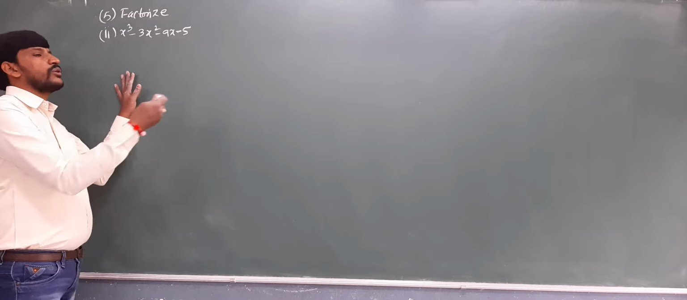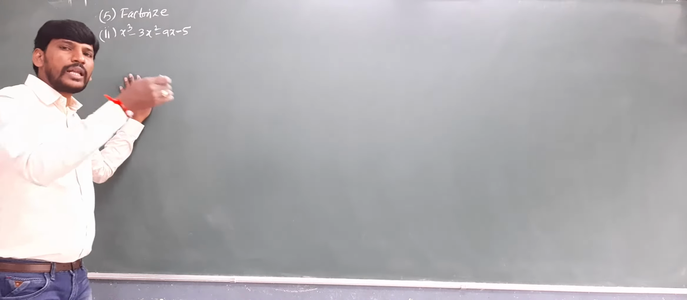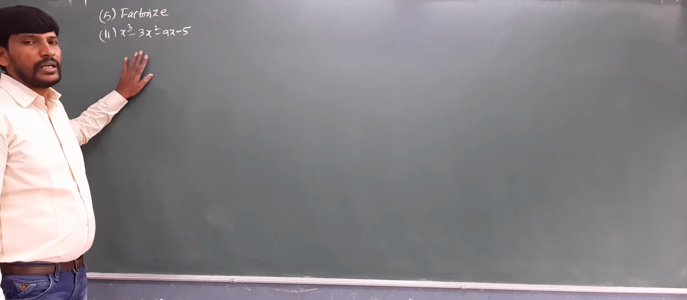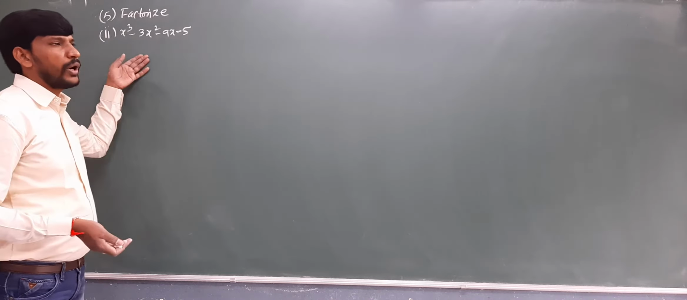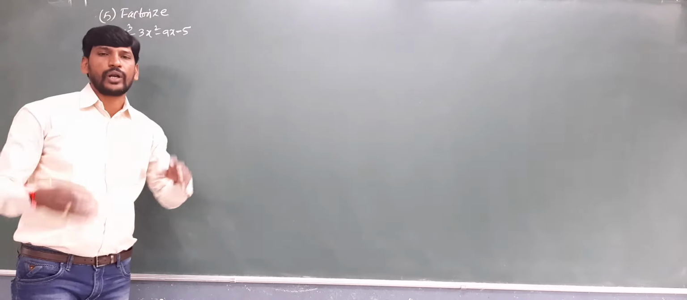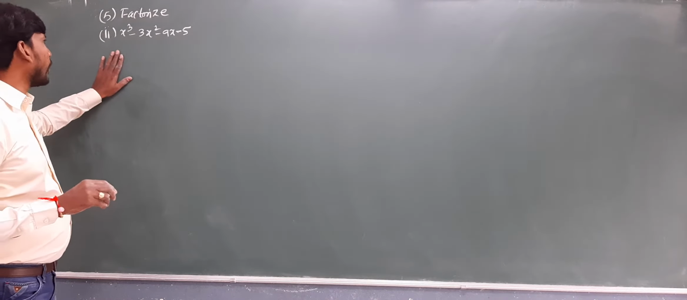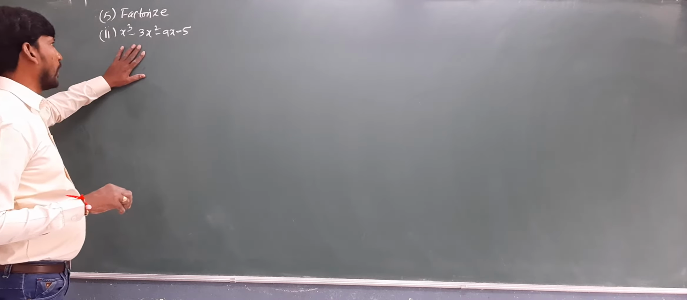When you substitute x equal to 1, if p of 1 is not equal to 0, then you should go to the next alternative, that is, put x equal to minus 1. For every higher order degree, that is a cubic polynomial or 4th degree polynomial or 5th degree polynomial, this is the method. Now we are going to solve one more problem, that is factorizing a cubic polynomial.